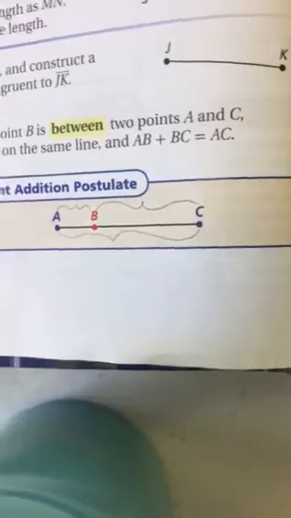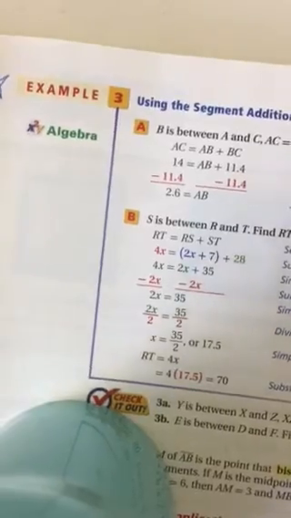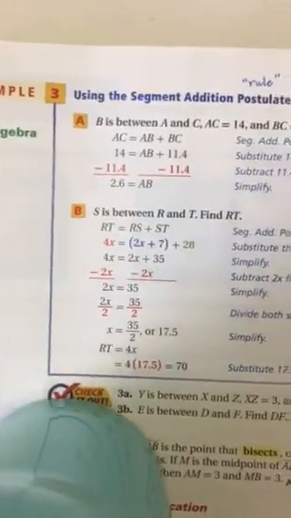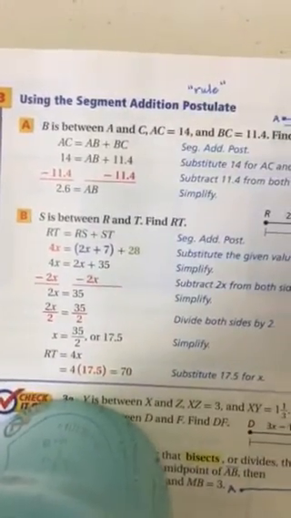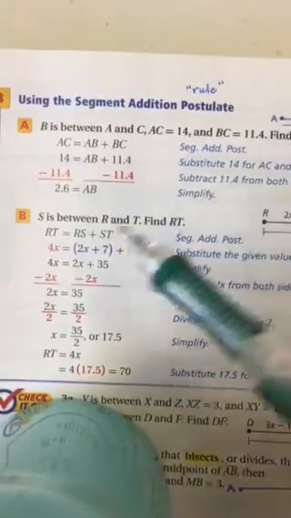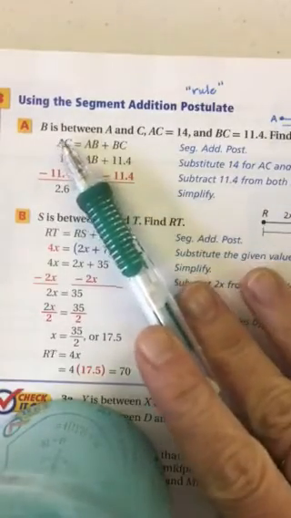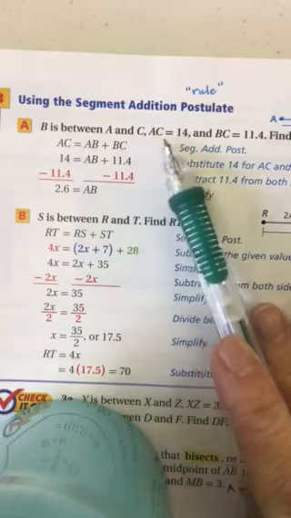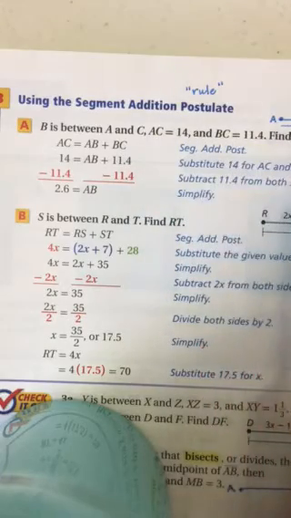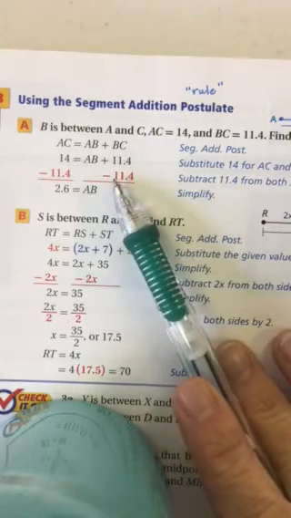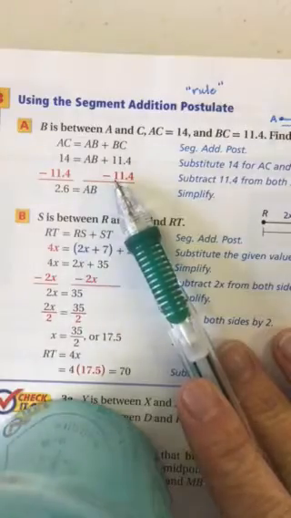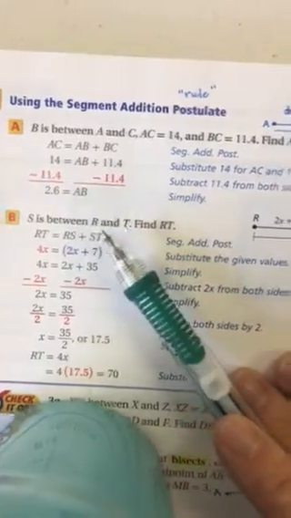So let's move on to do some problem solving with that. We're going to look at example 2 at the top of the next page, which is page 15, using the segment addition postulate or rule. So it writes out for us these pieces of information that we need to know. That's the bold black print. And then it goes on to solve the problem for us. That's how the example problems work. They're always going to be solved for you.